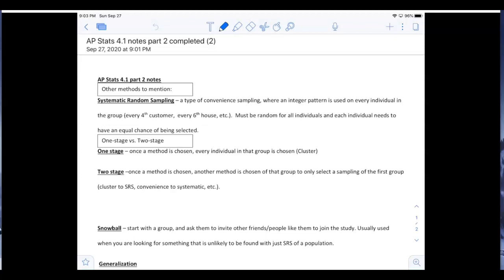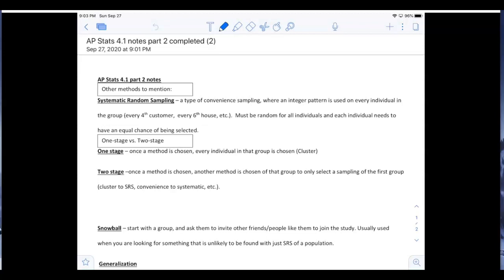It is a type of convenience sampling where you ask every certain number of people. So let's say every fourth person that walks through the mall, every sixth person, every sixth house, something like that. They can even do a randomizer to decide who's the first customer that they're going to ask, and then they'll do every fourth from there, or what's the first house they pick, and then every sixth from there.